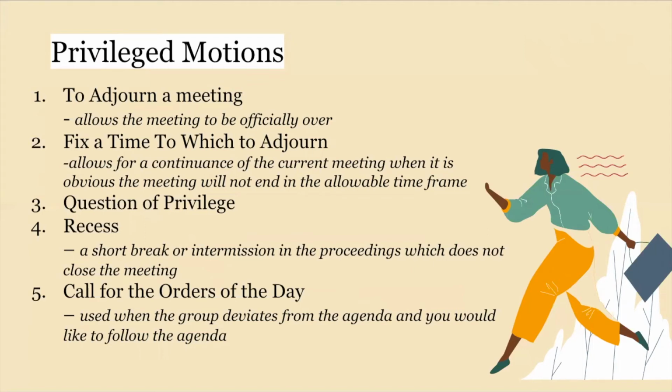Second is to fix a time to which to adjourn a meeting. So this is like if in the agenda it says the meeting is going to be over at 9 p.m., which usually our Senate meetings are. But you see at 8:30 p.m., we're still on old business and we haven't even gotten to the new pieces of legislation we need to vote on. This motion allows you to say, Chairwoman Allen, I move that we fix a time to which to adjourn this meeting at 9 instead of 8 p.m.